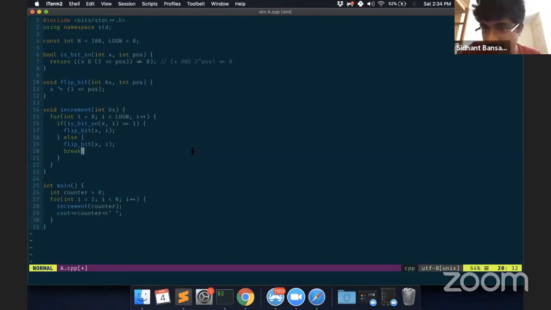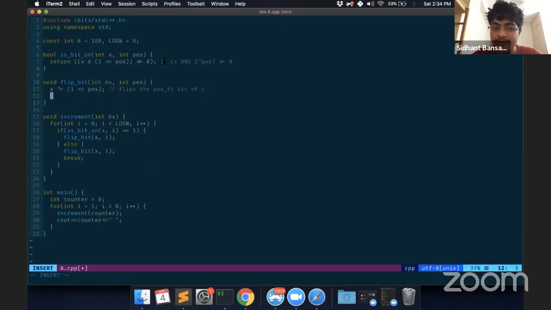Okay, so I have magnified my font, and I think we are taking a break right now. This is the code. I've copied it on the chat also, and I've explained this part, what this entire thing basically does. I can explain this part also. It basically flips the pos bit of x. How the flip works is you XOR it, so x XOR 2 to the pos. You do an XOR operation.